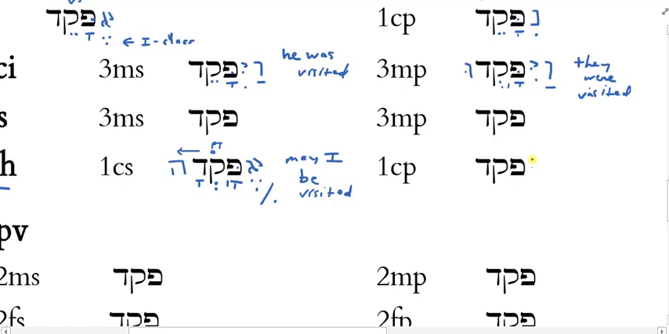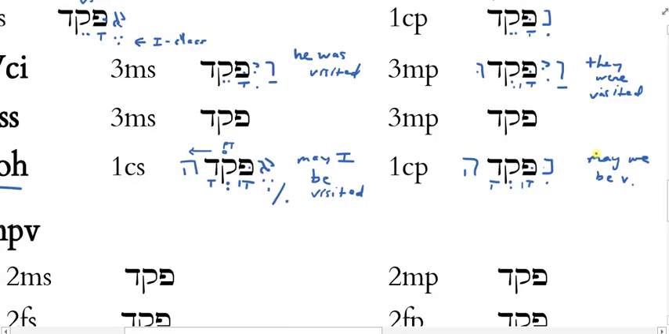What would the first common plural cohortative look like? Well, the imperfect first common plural in the nifal is nipakade. What am I going to add to make it cohortative? Add a kamets hey. What's going to happen to my sere here? It will reduce to a vocal shva, and I'll get a metheg here. Nipakada. How would we translate this? Just exchange the I for we. May we be visited. Okay? Or may we be appointed. Or let us be appointed or visited. Okay? All right.